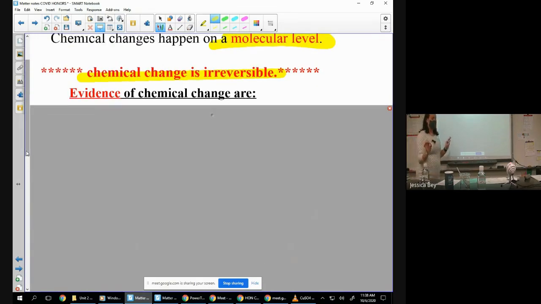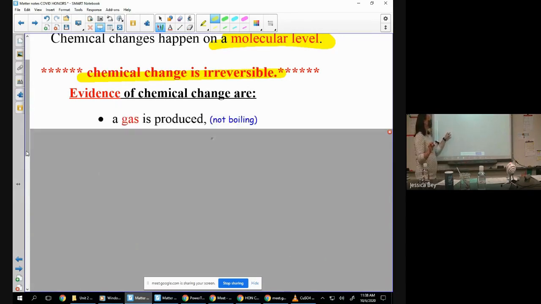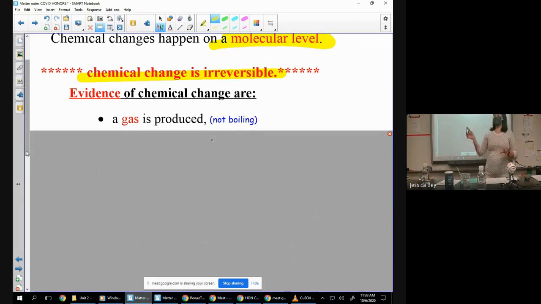Now, on all these pieces of evidence, I put the "but," making sure I showed you the pitfalls that students sometimes fall into. The first piece of evidence is if a gas is produced. So if I asked you, look at this chemical change and tell me the pieces of evidence, you would say a gas is produced. However, you're not banking on boiling. You're like, but a gas is produced. Okay. But boiling is still physical.